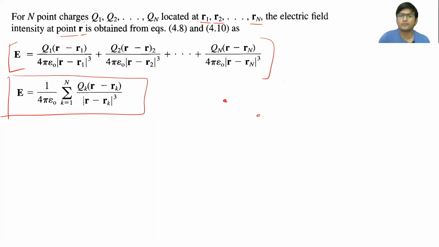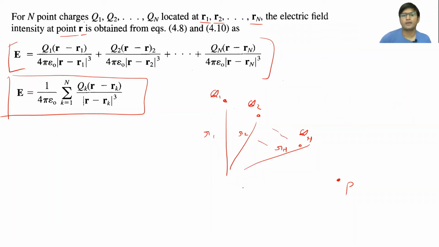We have got n number of charges, Q1, Q2 till Qn, and there is another point P at which we want to calculate the electric field. These position vectors are given by R1, R2 till Rn, and this is given by R. So the electric field at this particular point P is given by this formula, right?